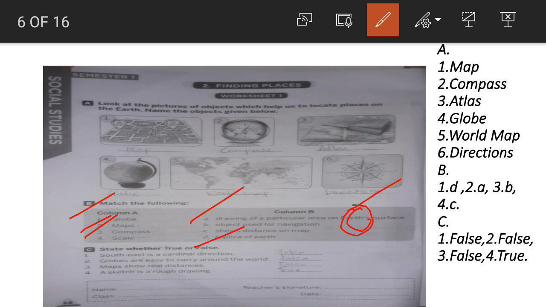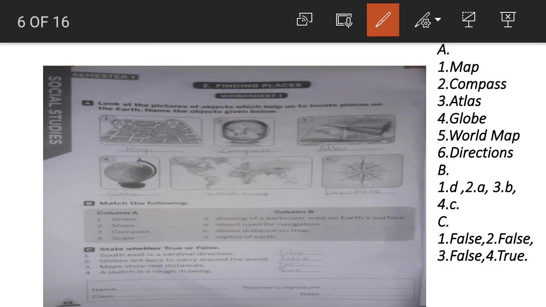Next, question number 3, compass. What will be the answer? 3 is B. Object used for navigation, means compass is an instrument used for finding directions, that is navigation. Next, question number 4, scale. The answer is C. Scale shows distance on map. By looking at the scale on a map, we can find out the actual distance on the ground.